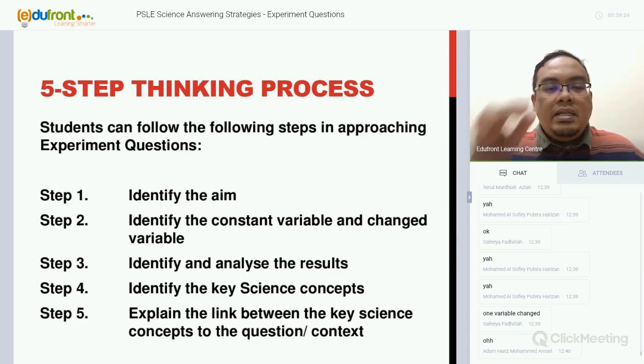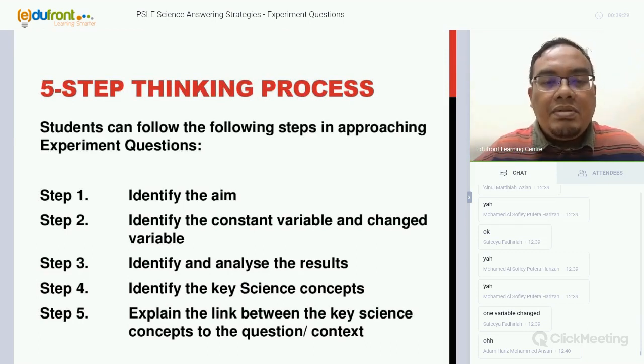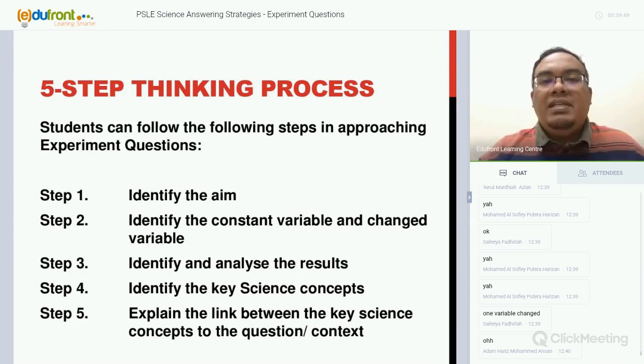And step number 2, sorry, after you identify the change variable, is the constant variable, or fixed variable. There can be many. Don't think there is only one. Change variable, yes, there can only be one, but constant variable or fixed variable, everything else must be fixed. All right, so once you identify the constant variable and the change variable, step number 3 is to identify and analyze the results.